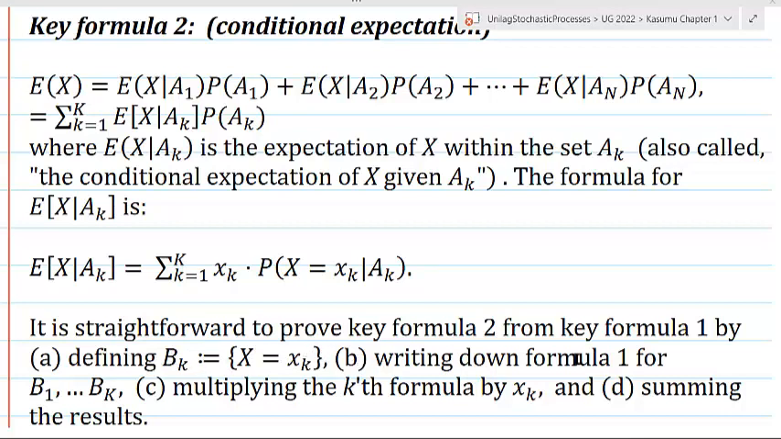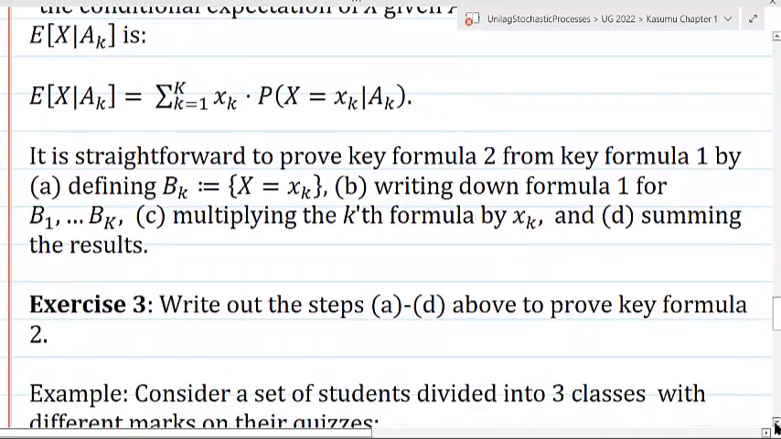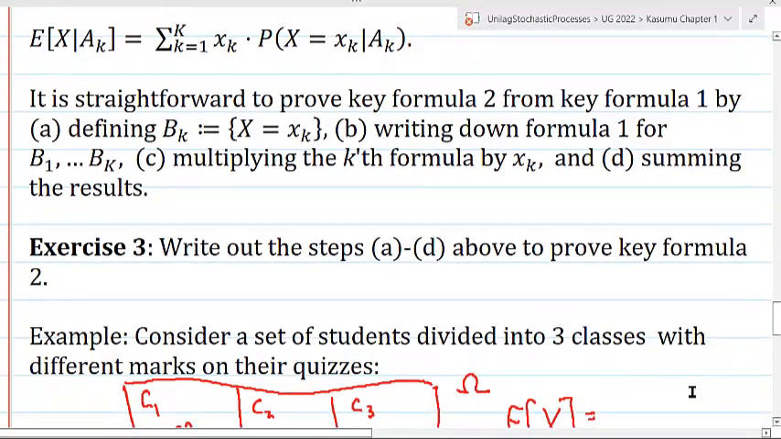Second step, write down the first key formula for conditional probabilities using these different events that you defined in part A. Step C, you multiply the kth formula you obtained in part B by x sub k. So you're multiplying the formula by the value associated with that event. Then finally you sum all of these equations together, and you should obtain this key formula 2. So your exercise is to write out these steps A through D listed here to prove key formula 2.